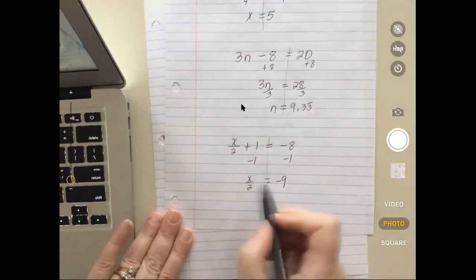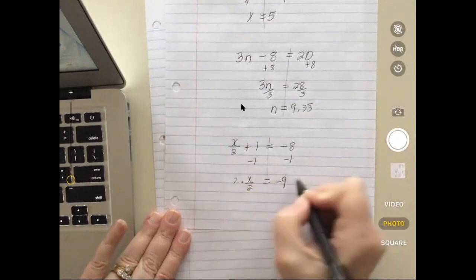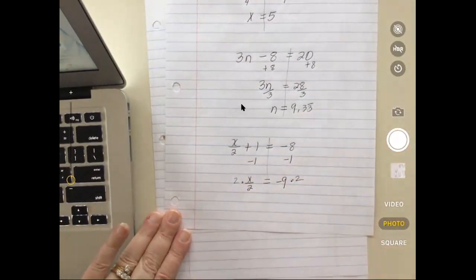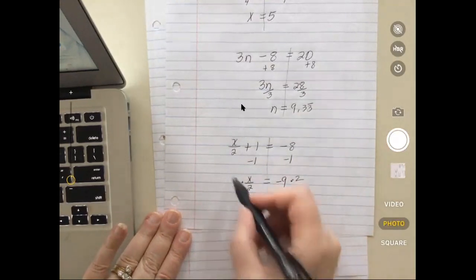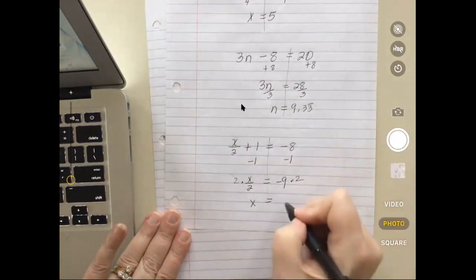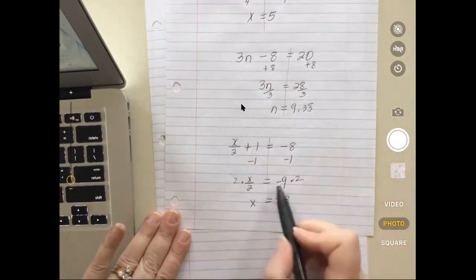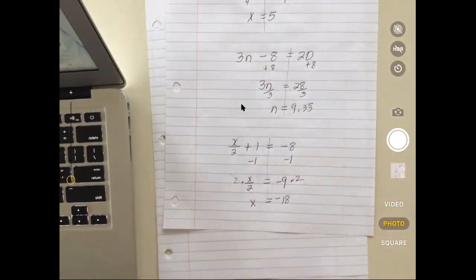-9. And now the opposite of divide by 2 is multiply by 2. So you multiply both sides by 2. The opposites cancel out again. That always happens. And this side is 18, and it's -18 because there's one negative sign there. Negatives always make it tougher. But the steps stay the same. You want to do opposite operations.